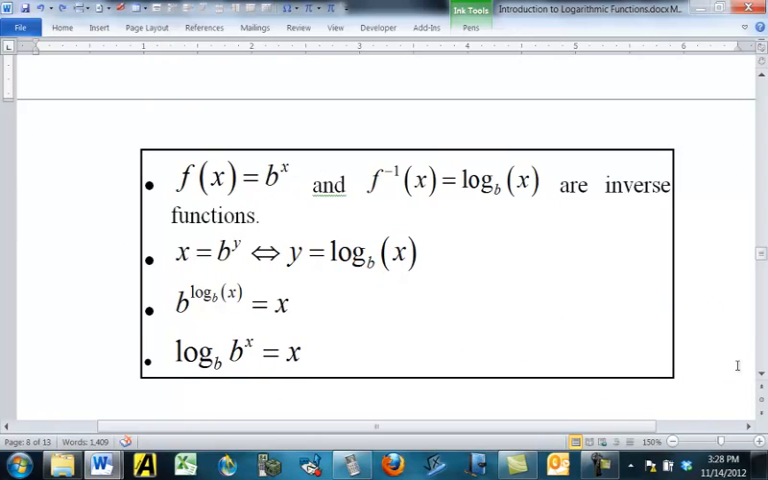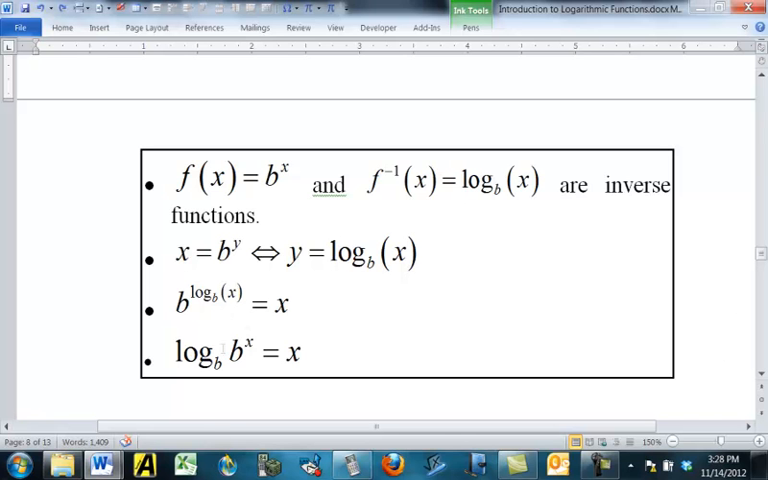So basically we've got these properties thus far. F of x equals b to the x and f inverse of x equals log base b of x are inverse functions. Another way to say that is x equals b to the y means the same thing as y equals log base b of x. So in the second line, these are the same relationship, one solved for x and one solved for y, but if you graph this, it'd be the same graph. In the first one, we've actually switched x and y, so this gives you two different graphs, like the red and blue graph that we saw up above.